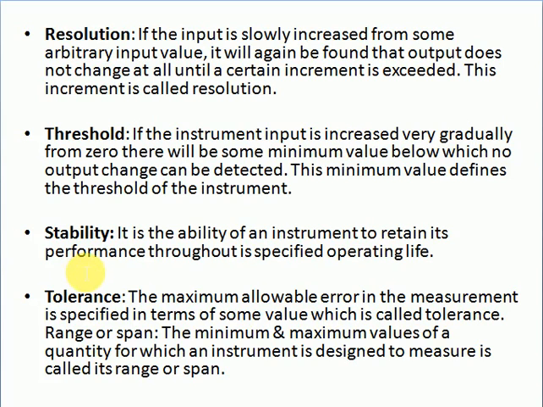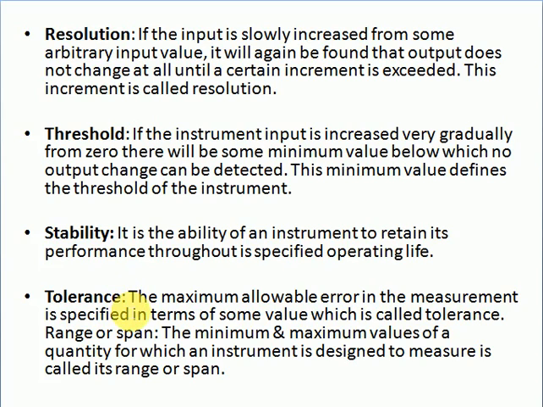Next is stability. Stability is the ability of an instrument to retain its performance throughout its specified storage life and operating life. So stability is the ability of the instrument to give good performance throughout its life.